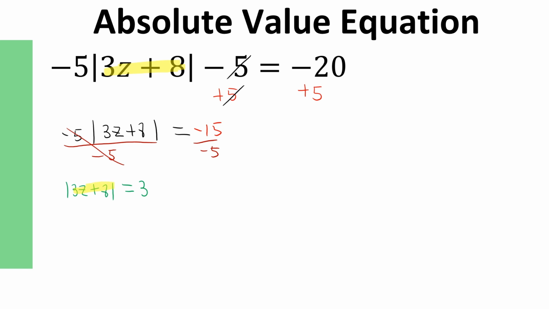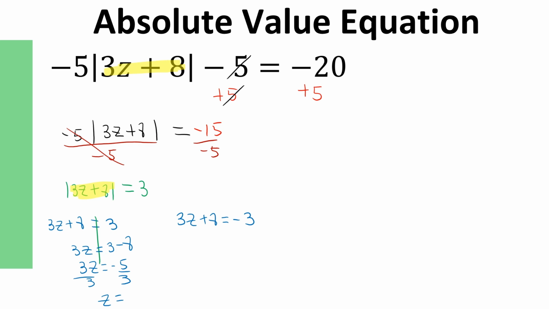So now we are going to set up our two cases here. We can say that 3z plus 8 can equal positive 3, or 3z plus 8 can equal negative 3. And now we're going to solve each equation individually. So here we have 3z equals 3 minus 8, so I'm going to subtract 8 on both sides, and that will give us negative 5, divided by 3. So our first possible value for z is going to be negative 5 over 3.